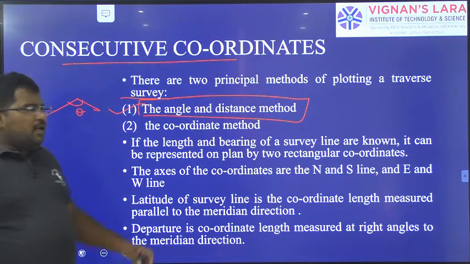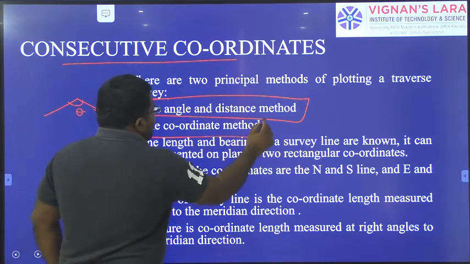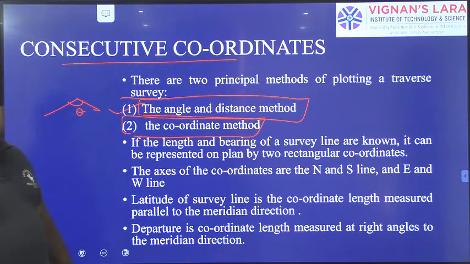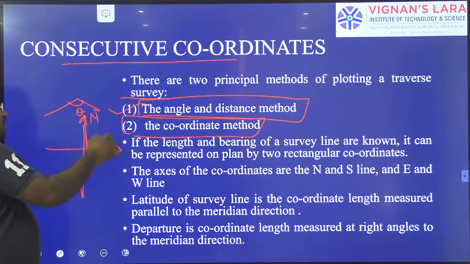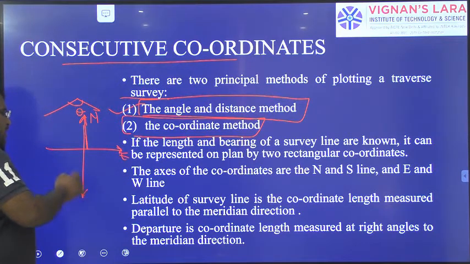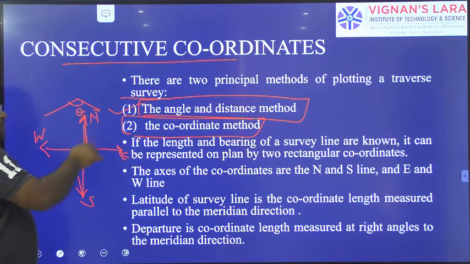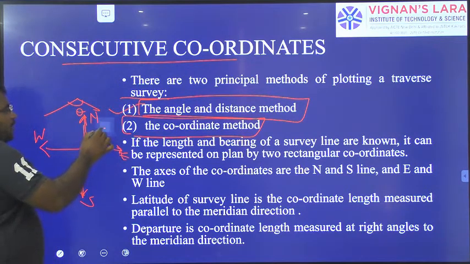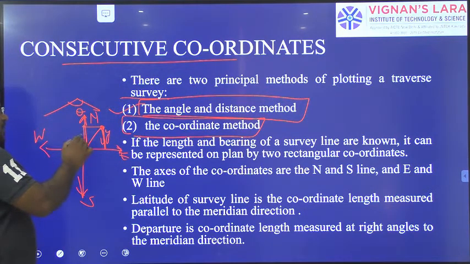The other important method is the coordinate method. Here we take the XY coordinates: north, east, south and west, all four quadrants. We locate a point from the x direction and from the y direction, from the known theta value, that is the bearing, and the known distance. This method is called the coordinate method.